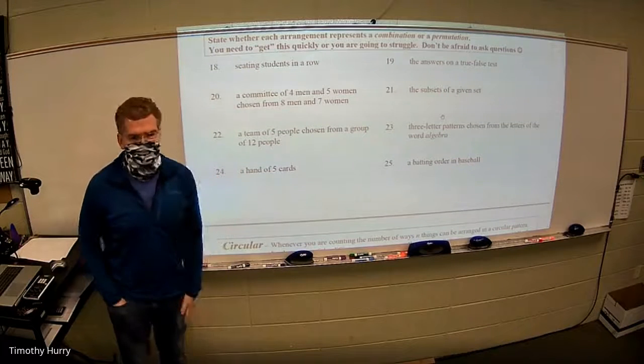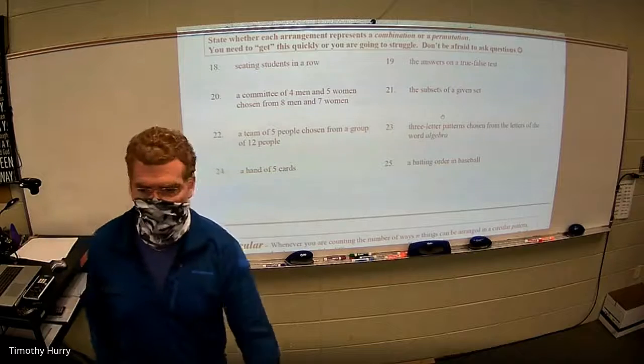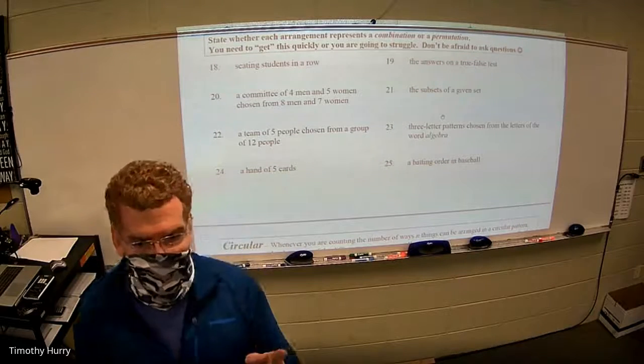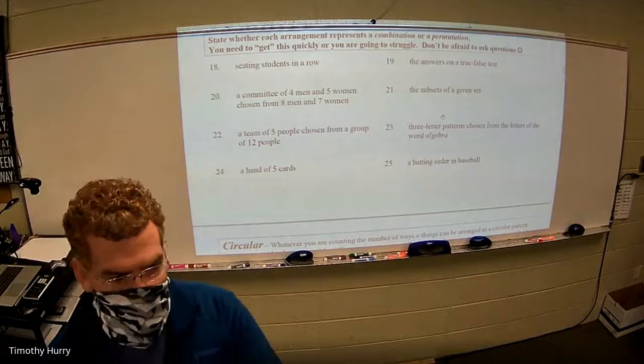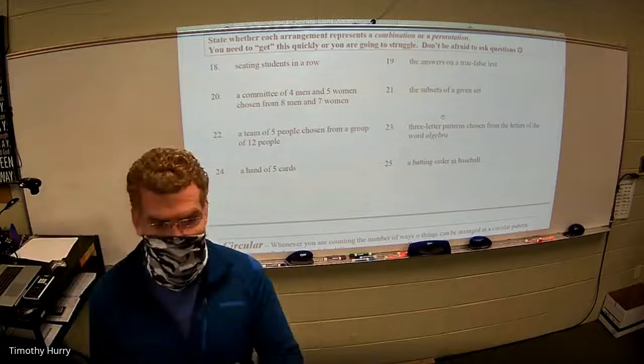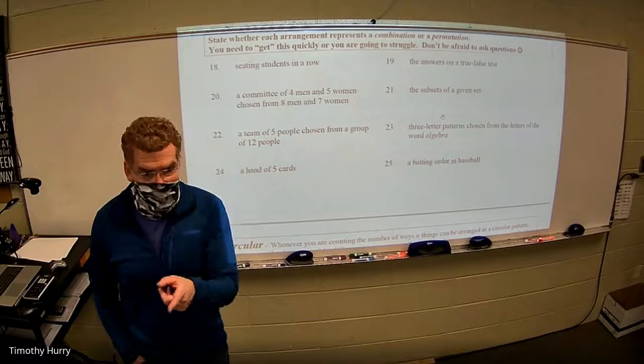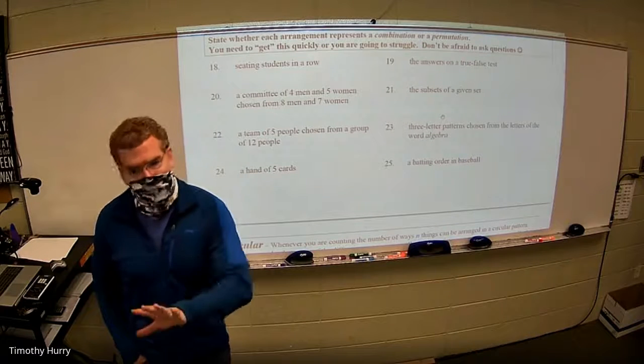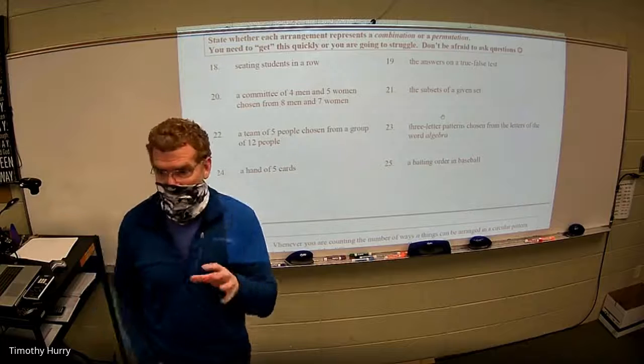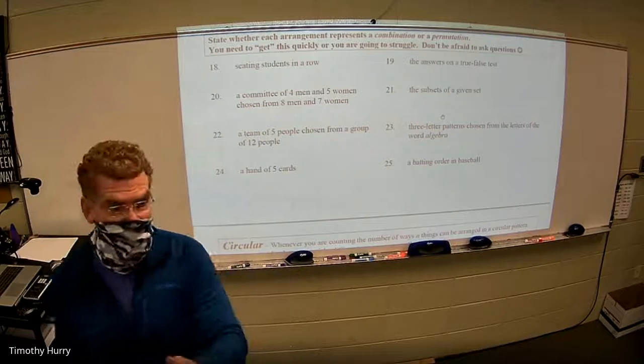A team chosen from a group of 12 people. I'd say a combination. Hey, I need 5 guys to play kickball with me. Oh, 1, 2, 3, 4, 5. What if I said this? A lineup, a baseball lineup chosen. You got 18 guys on a baseball team. I need to pick 9 to play. Picking the 9 to start could maybe arguably be a permutation, but picking the lineup in baseball definitely has an effect on the outcome, right?